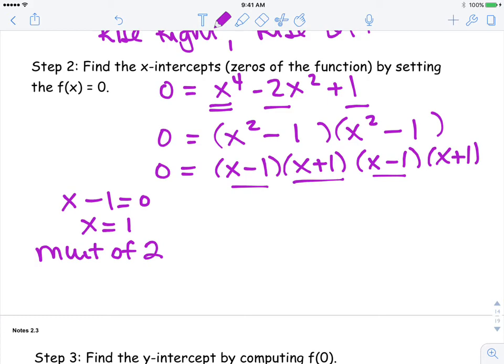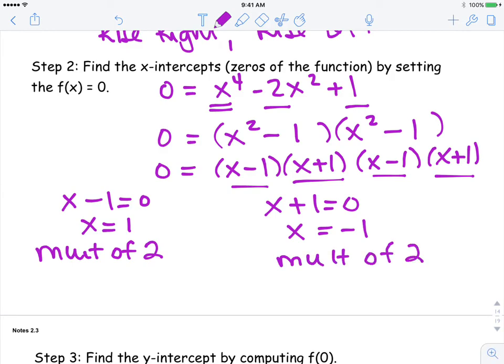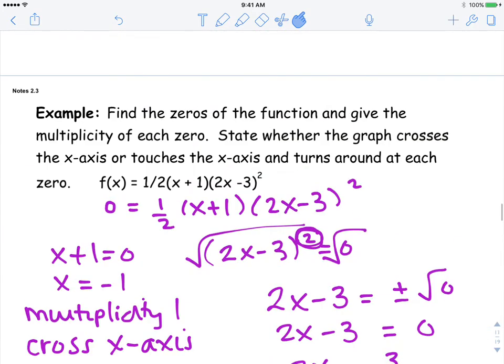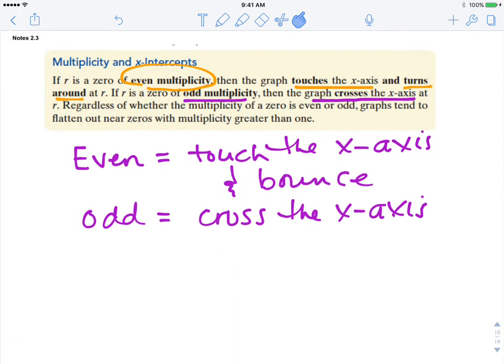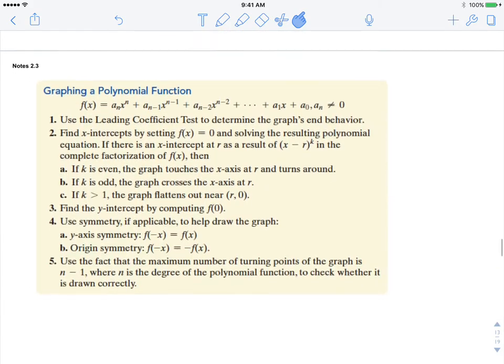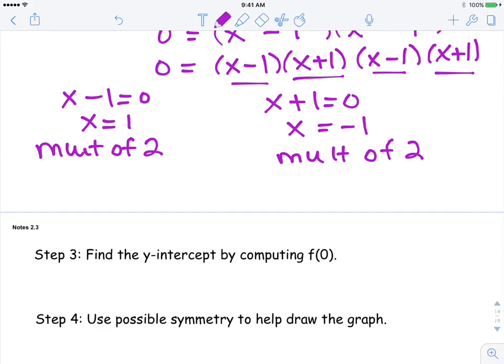Same thing with the next two parentheses. There's 2 of them. So when I solve it for x, we get -1, multiplicity of 2. So when we go back up to that chart in the yellow, when it's even, it's going to touch the x-axis and turn back around, or bounce. So we need to keep that. So both of these are going to bounce off the x-axis.